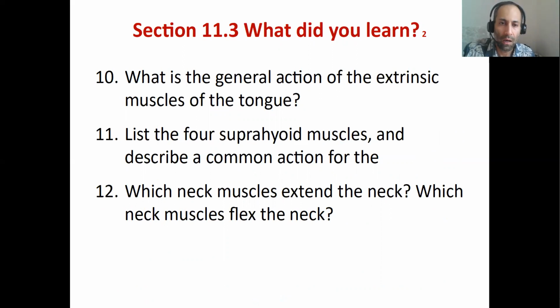Suprahyoid up. Which neck muscles extend the neck? The ones in the back. Splenius capitis, splenius cervicis, longissimus capitis, all of those. Which neck muscles flex the neck? The big one is this one here, the sternocleidomastoid, right? That one, and the scalene muscles as well.